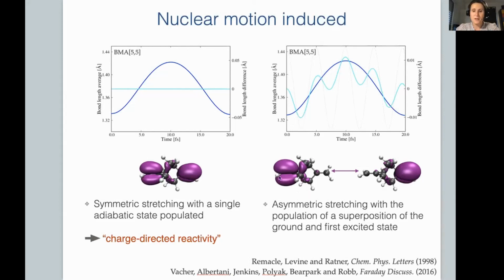There is one bond that stretches more than the other, starting from this one. And because this hole is also non-stationary, we see oscillation in this asymmetry of the stretching. I don't know if you can see on your screen, but here I'm reminding the oscillation of the electronic dynamics in gray. And you see that the oscillation in the asymmetry, in the difference in bond length, matches the oscillation in the electronic dynamics. And this is what we call charge-directed reactivity.